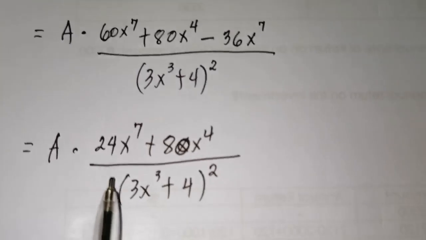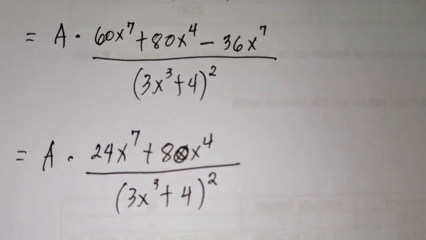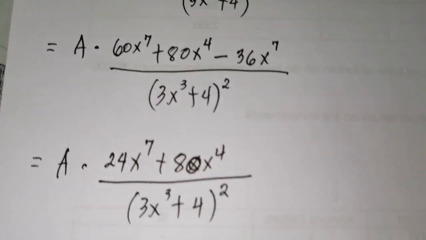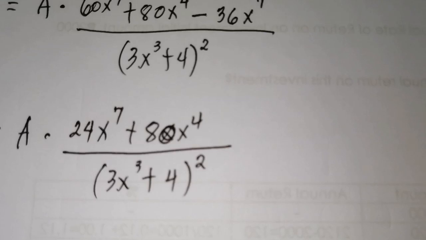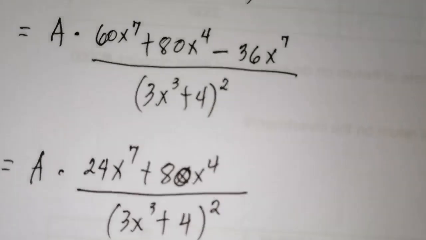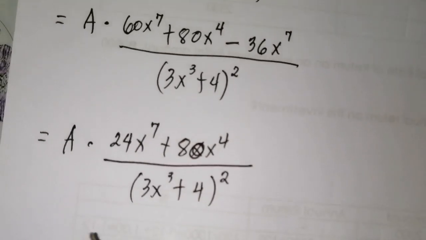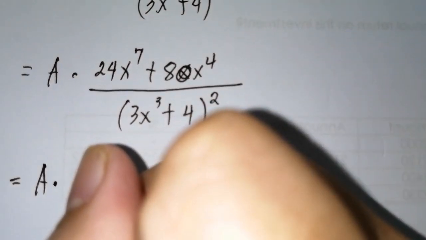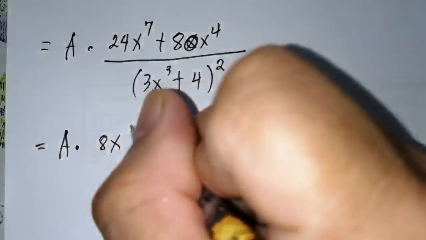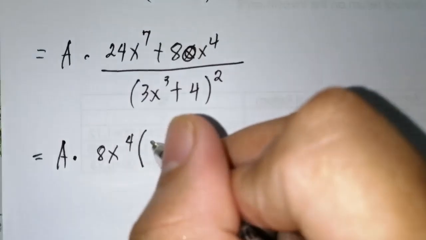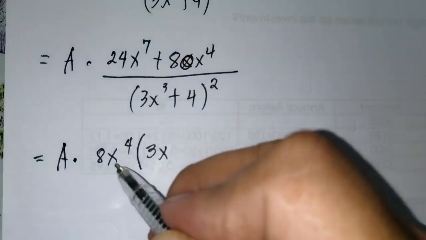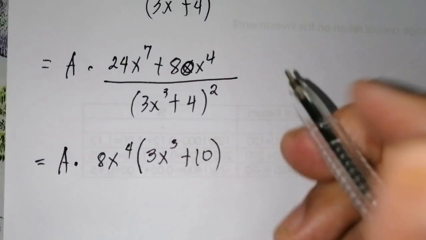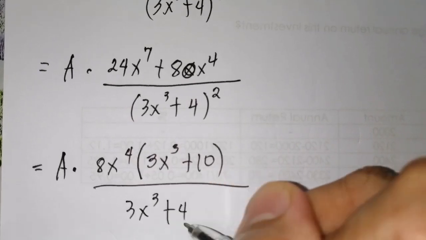Now we can factor out 8x raised to 4 because they have a common monomial factor, and for 24 and 80 we can factor out 8. So this will become a times 8x raised to 4 times 24 divided by 8 is 3, x raised to 7 over x raised to 4 is x cubed, so this is 3x cubed plus 10 all over 3x cubed plus 4 quantity squared.